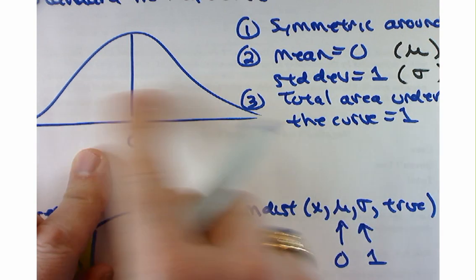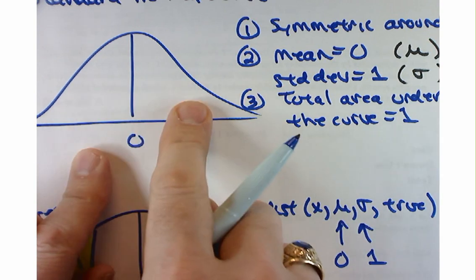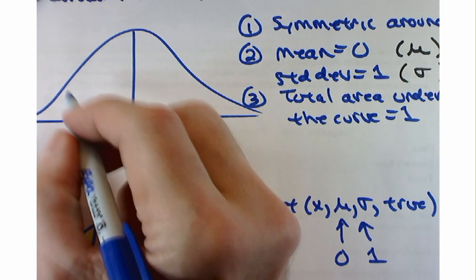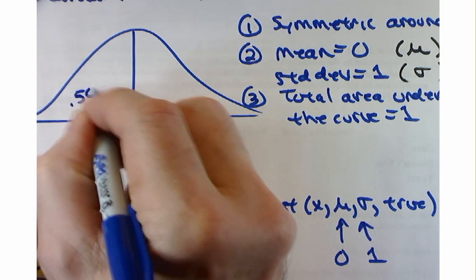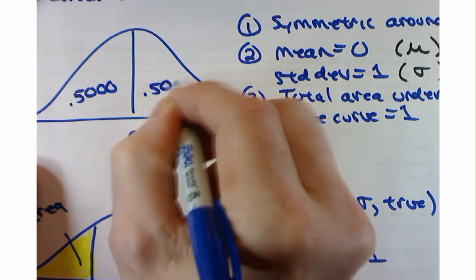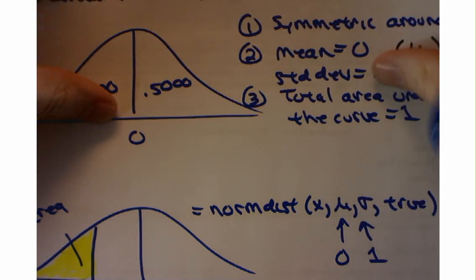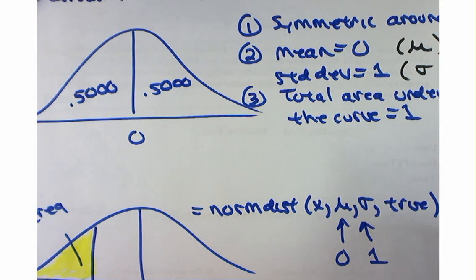How much of the area has to be to the left of 0, and how much of the area has to be to the right of 0? Somebody said it. 0.5. Yeah, 0.5, 50%. Half the area is to the left of 0, half the area is to the right of 0. 0.5000 and 0.5000 there.